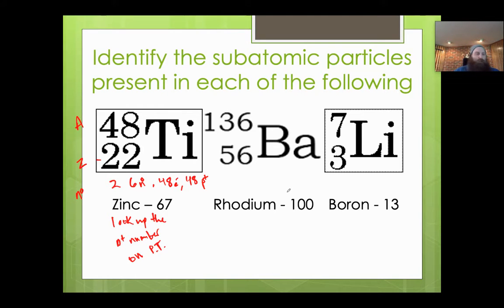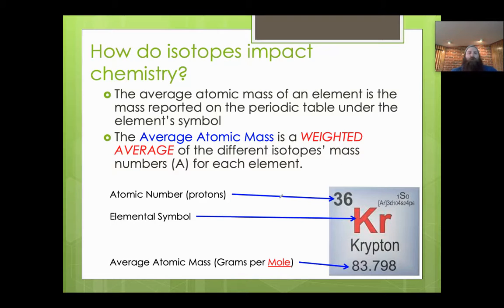A couple things that we should be good at. We're going to talk more about isotopes today. So let's look at that. What is an isotope to chemistry? Something you may have noticed on your periodic table is this average atomic mass. It's this number at the bottom of the element tile, and it is what we use in order to describe an element as far as its atomic mass is concerned.